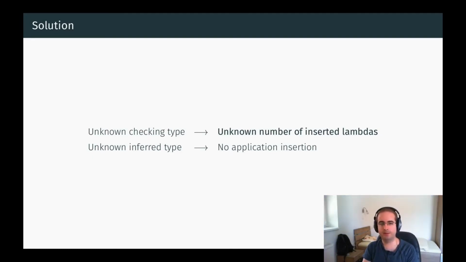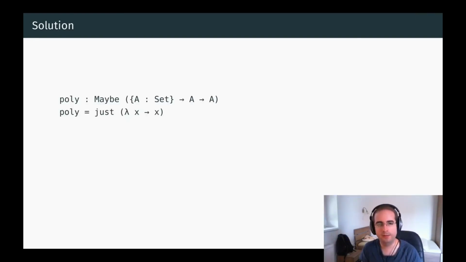Changing lambda insertion this way is easy to implement and improves inference in a large number of practically interesting cases. However, we don't enhance application insertion and leave that to future work. The reason is that unknown application insertion yields rather complex unification problems, which could be a line of research on its own. Now, the running example is elaborated without issues.